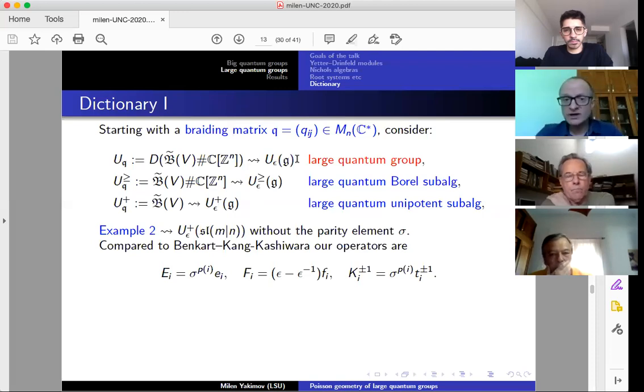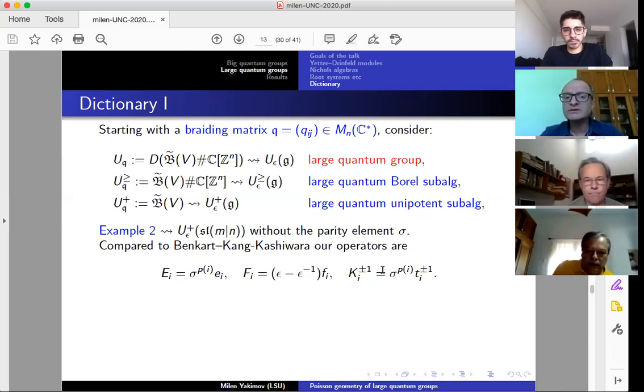For example, if we run everything in example 2, that's something that has not appeared before, we get exactly the quantized universal enveloping algebra of type SL(m|n) that previously appeared in the works of Benkart, Kang, and Kashiwara, except that we don't have a certain parity element, and then there is an explicit relationship between our generators and the generators of Benkart, Kang, and Kashiwara. So in a nutshell, we just run the whole Hopf algebraic machinery here, and we recover the quantum SL(m|n) as a very concrete example.